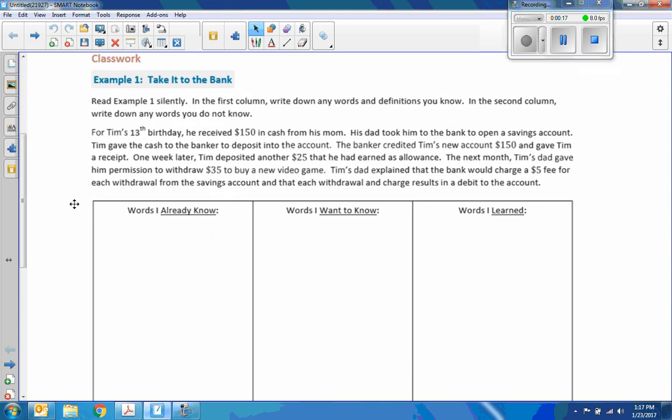Okay, we did this classwork in class, and that's how we started this lesson. And it says to take it to the bank. Read example 1 silently. In the first column, write down any words and definitions you know. In the second column, write down any words you do not. Okay, so obviously I'm going to read this out loud for the video.